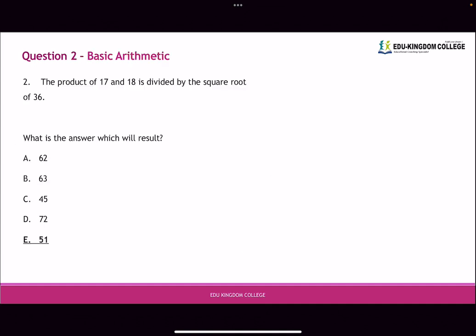Now, question 2, the product of 17 and 18 divided by the square root of 36. We're trying to find what it is. First we're going to simplify this: the square root of 36 is 6. Then 17 times 18 divided by 6. Here we're going to divide first, as we said in our overview. So 17 times, and 18 divided by 6 is 3. So 17 times 3 equals 51.